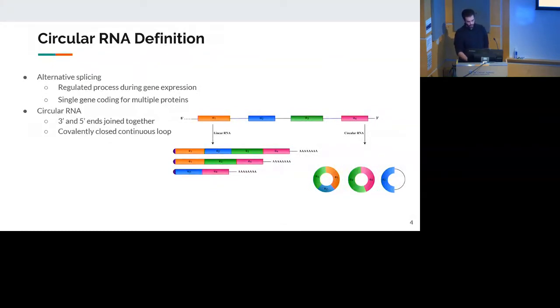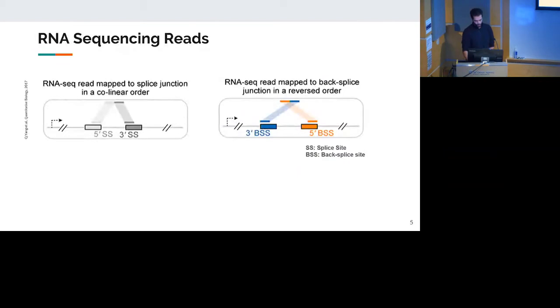Circular RNAs are a type of alternative splicing where the 3' and 5' ends are joined together, and a covalently closed continuous loop is created. Now the question is how to detect the circular RNA from RNA sequencing data. The only way to identify the circular RNAs is to actually detect the reads that are spanning back-splice junction sites.